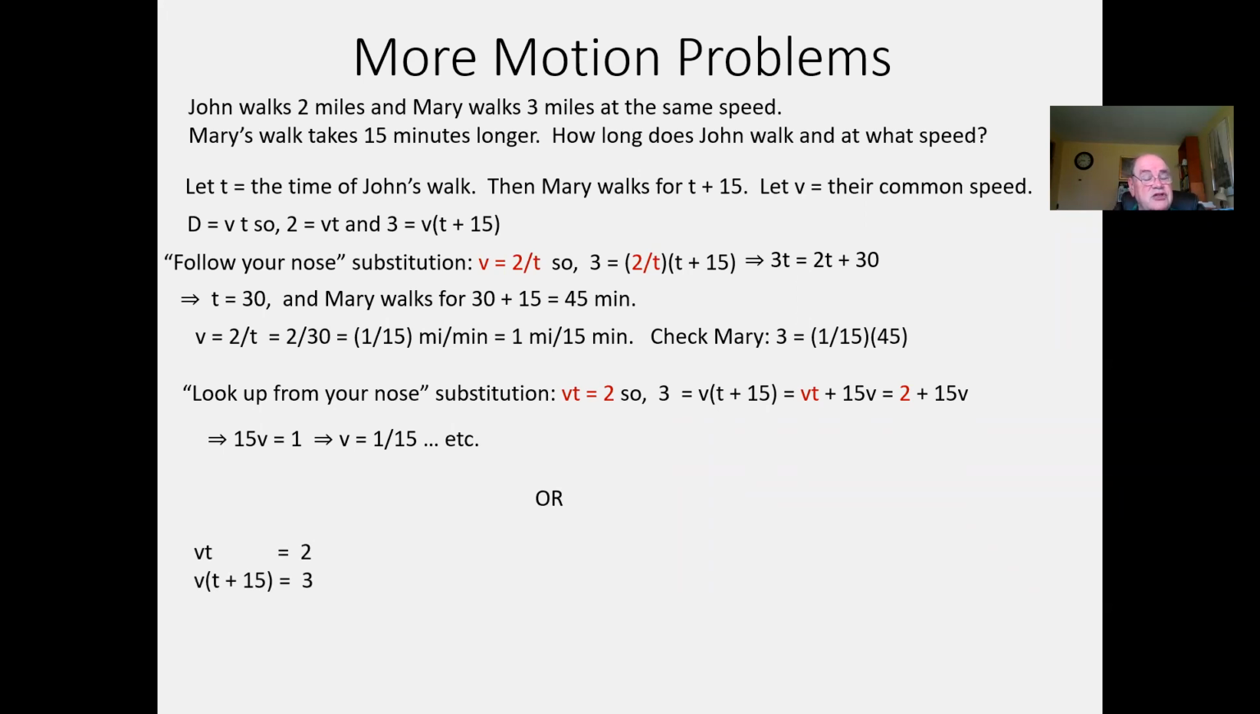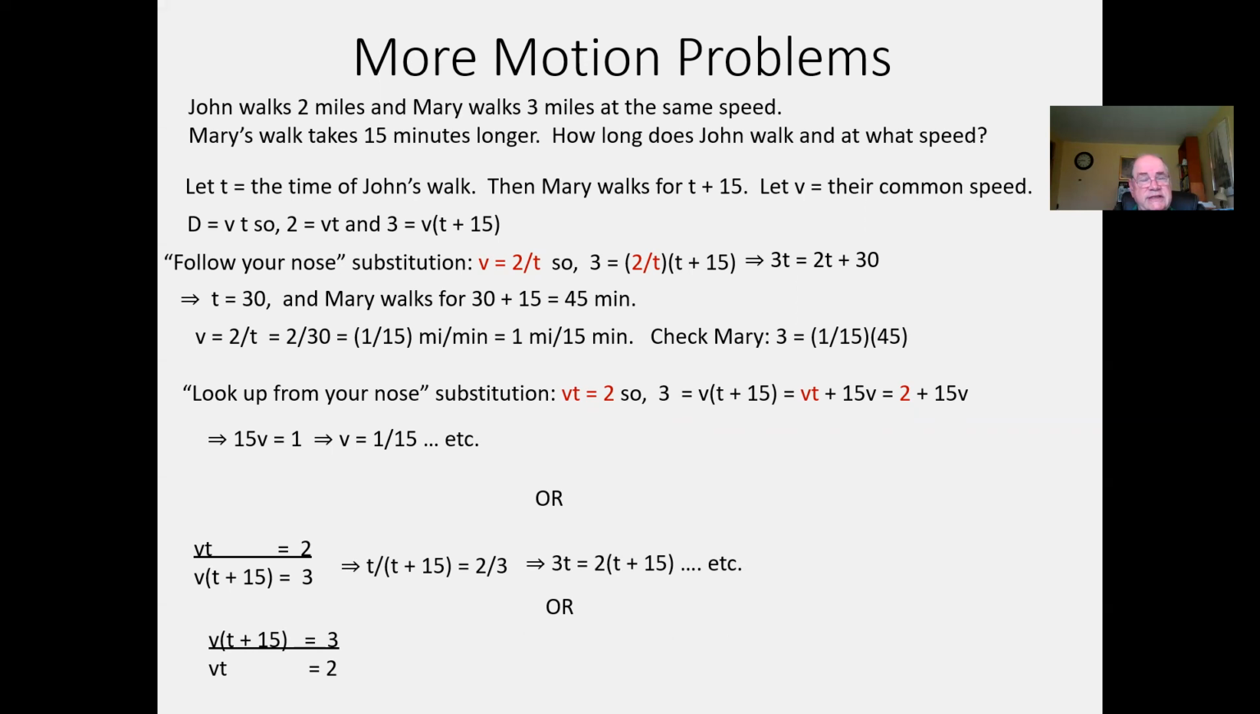Or we can take the two expressions, write them down under each other, and you say, look at that. I've got these two products here, and I've got a v on both top and bottom. Suppose I would divide one equation by the other. Oh yeah, you can do that because the vt and the 2 are the same, and the v times t plus 15 is the same as 3. That's what the equal sign means. So I can certainly say that those two fractions are the same. But look what I get. The v's cancel out, and I have a very nice cross-multiply equation just in t, which will give me the 30.